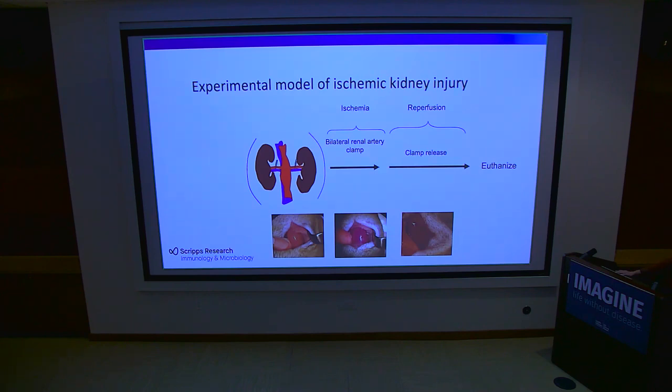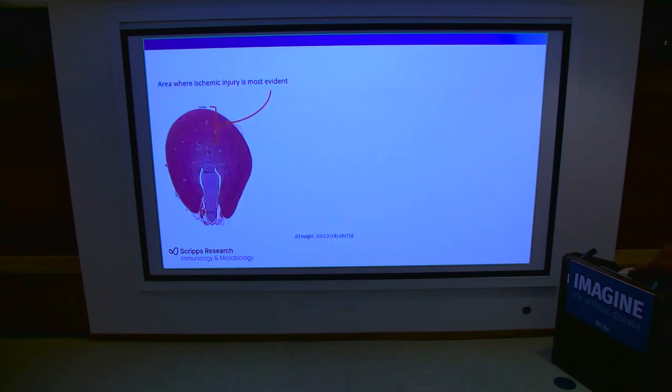We use bilateral renal artery clamping, and we clamp the renal arteries for various times depending on what we're looking at, and that's our ischemic phase. Then we release the clamps, and you have the reperfusion phase, and there are gross changes in the kidney that occur with each of the changes.